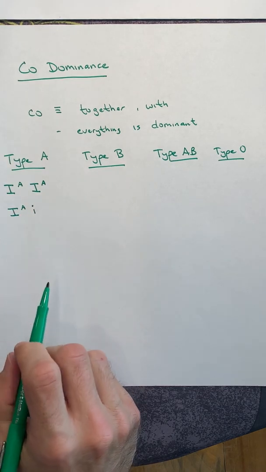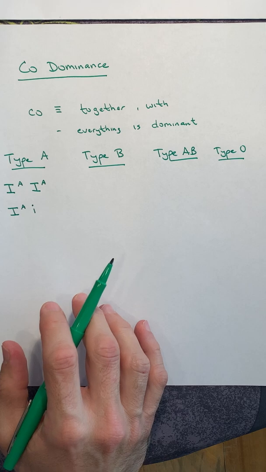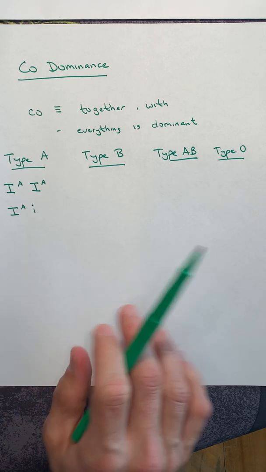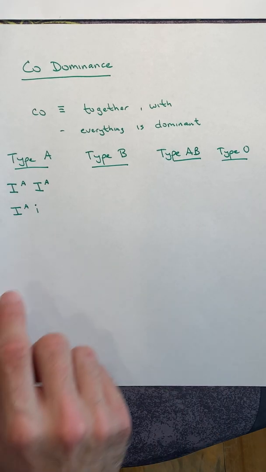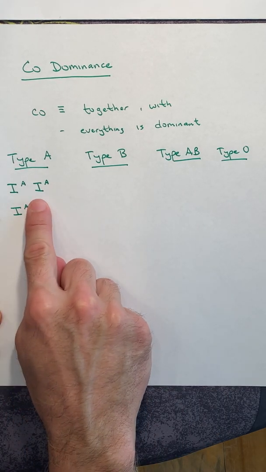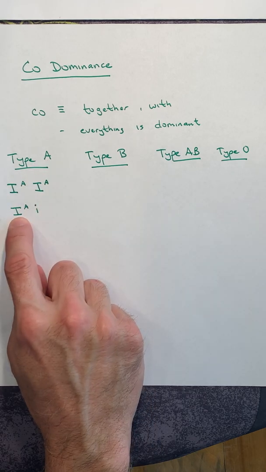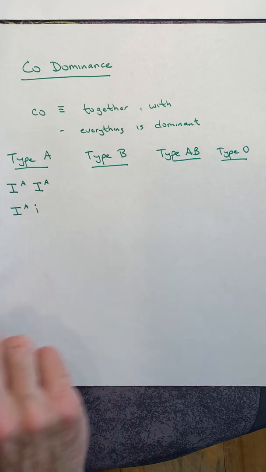And you say, well, hold it. I thought you said that in codominance there isn't a recessive. I agree, there isn't one. The little i doesn't code for anything. It's a blank. It's a placeholder. So what this person codes for is A and nothing. Therefore, they still have type A blood. So there's two possible genotypes for type A blood.